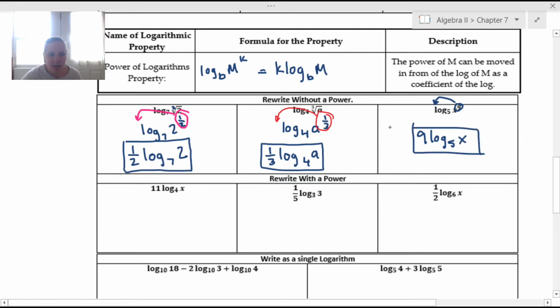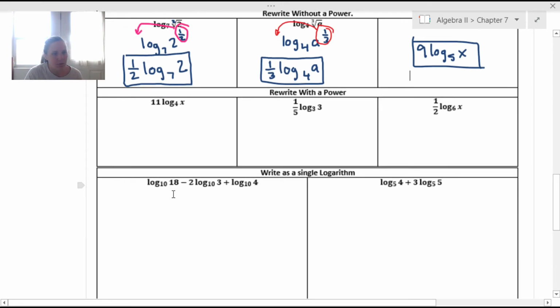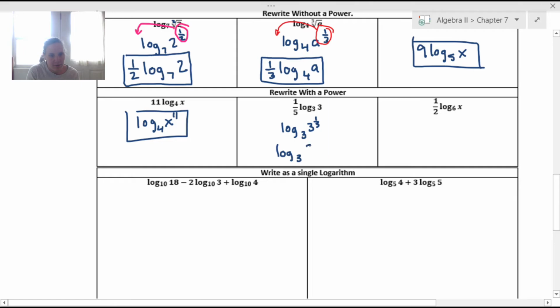And vice versa, we can do this the other way around too. If we have a number out in front, we can make it a power. So this could become a power, log base 4 of x to the power of 11. This one, the 1/5 could become a power, so log base 3 of 3 to the power of 1/5. And that fraction, that 1/5 means we're taking the 5th root. So log base 3 of the 5th root of 3.